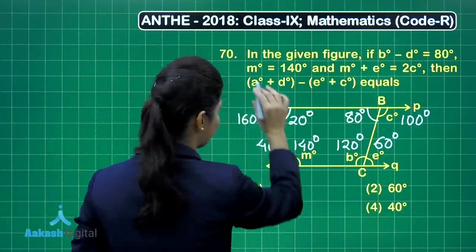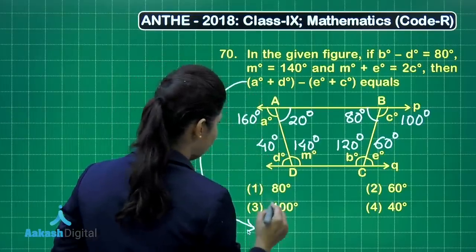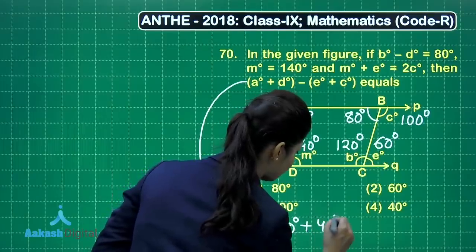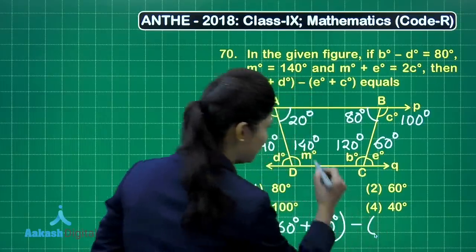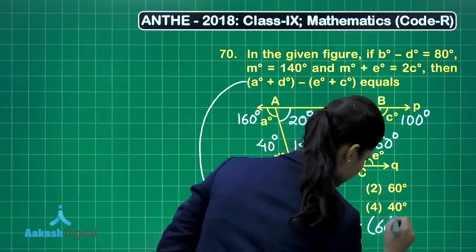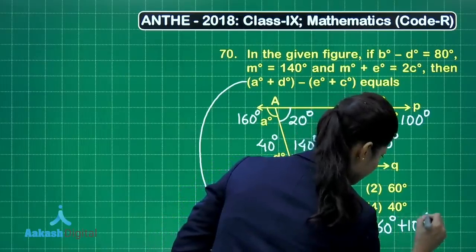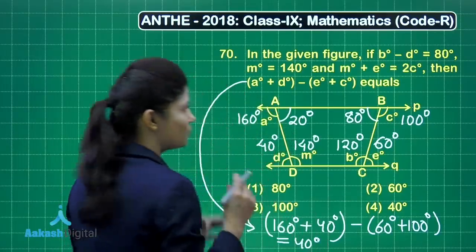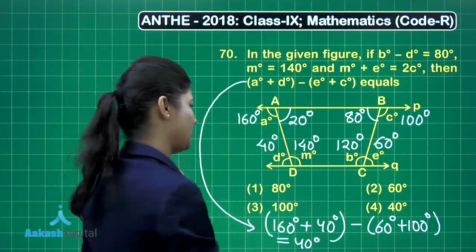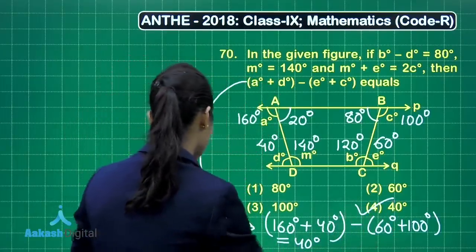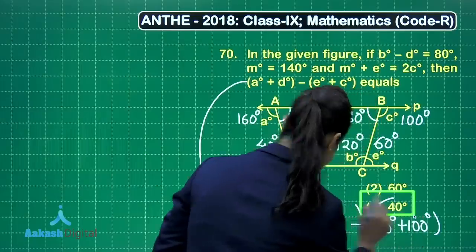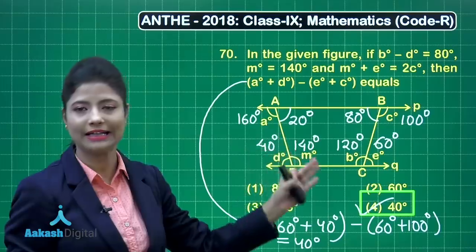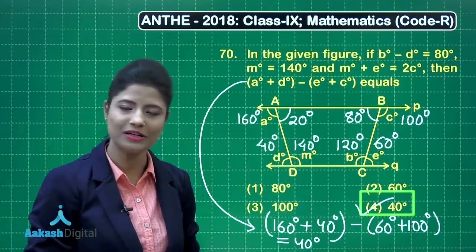So let's substitute that in required expression. Here A degrees is 160 degrees, D is 40 degrees, minus I have E plus C, that is 60 degrees plus 100 degrees. When I clearly simplify this, I obtain the result as 40 degrees. So the value of this required expression is 40 degrees. That is option number 4. This is the correct answer for this question. So in this way, after obtaining each and every angle, I am able to obtain the correct answer for this question. I hope it is clear to you.